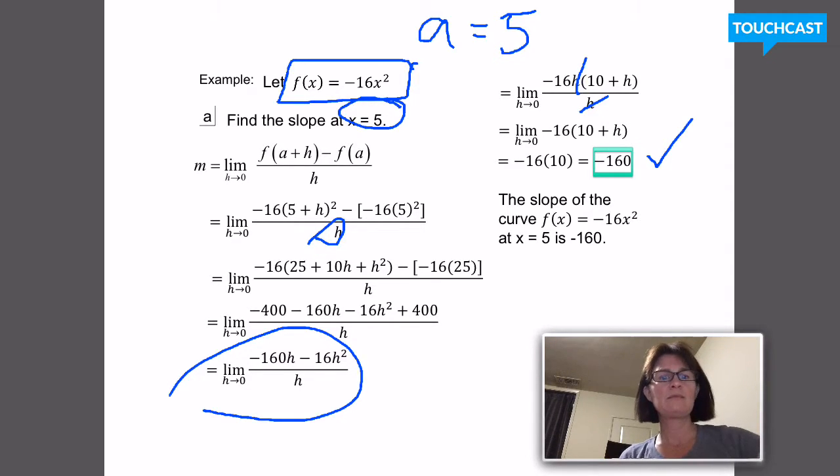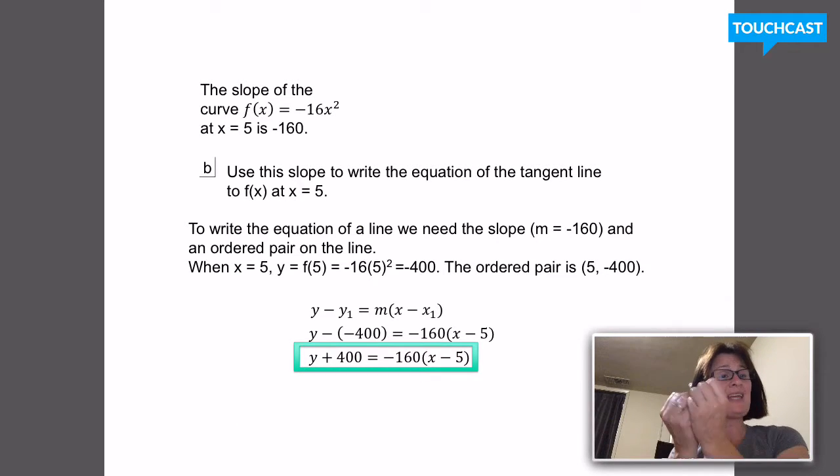So that next question asks us to take the result from this example we just did and use it to write the equation for the line tangent to f of x at the place where x equals 5. If I'm going to write an equation of a line, I need the slope of the line. In this case, we just figured out that the slope has to be negative 160. I'm going to need an ordered pair. So the only extra work to do here is that I know the x-coordinate of my ordered pair is going to be 5. I'm going to have to use the function f of x to figure out what the y-coordinate is. So that's the work you see here.